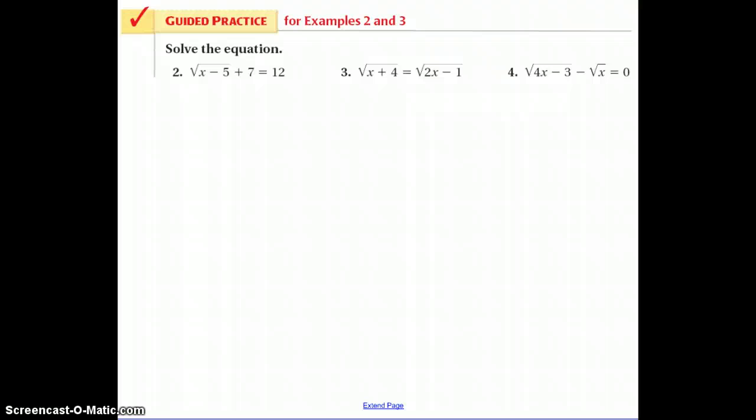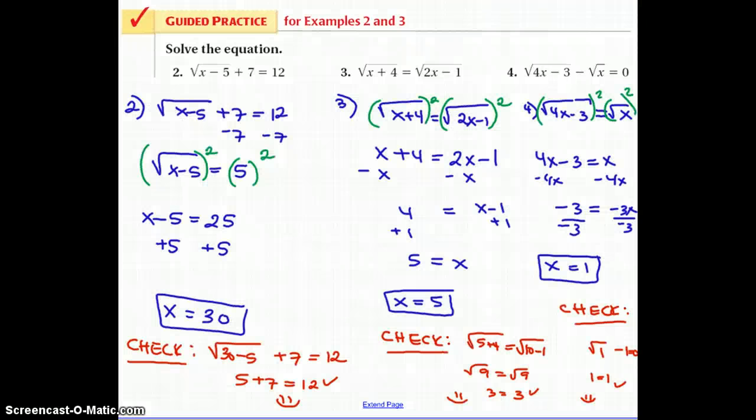Alright, so pause the video and try these three equations to see if you understood the last two examples. Alright, so the three answers that you should get are going to be x equals 30, x equals 5, and x equals 1.